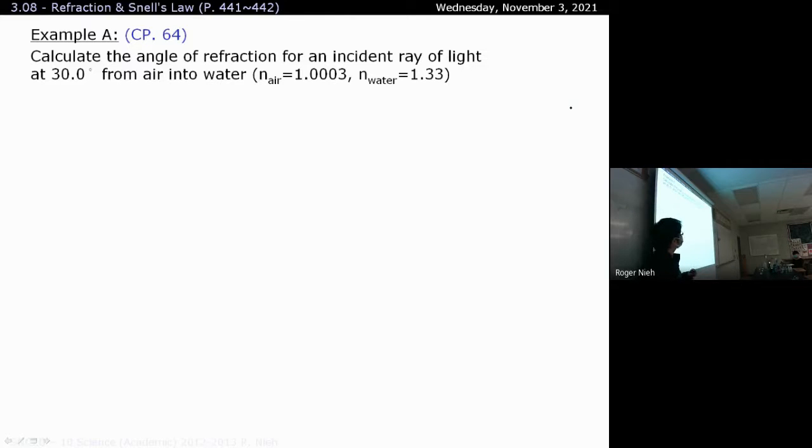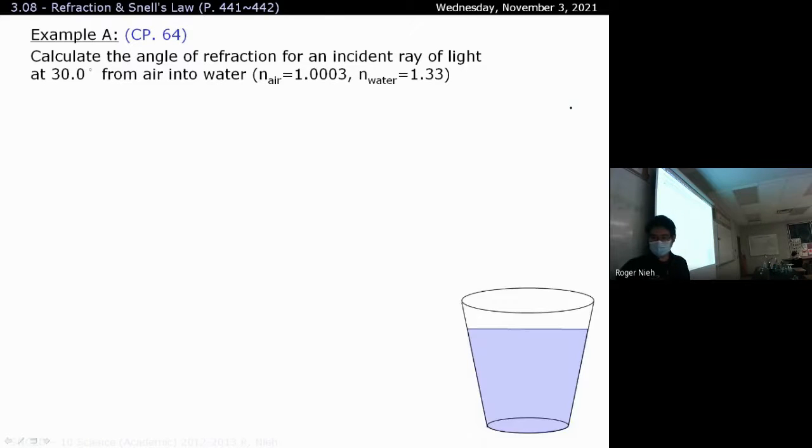Calculate the angle of refraction for an incident ray of light given these criteria. And for the visual learners, this is what I'm talking about. Let's say that you have a cup of water, just like how I did with my demonstration earlier. And because you were bored, you decide to shine a laser light into the water. The question is, how does the light bend when it's inside the water now? Where will it bend towards?